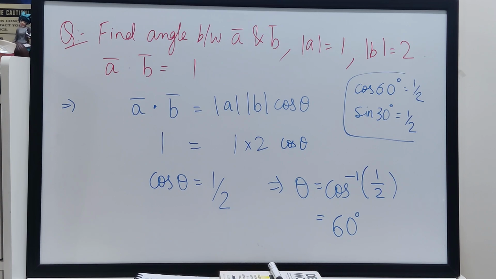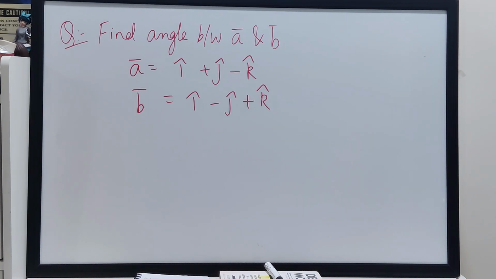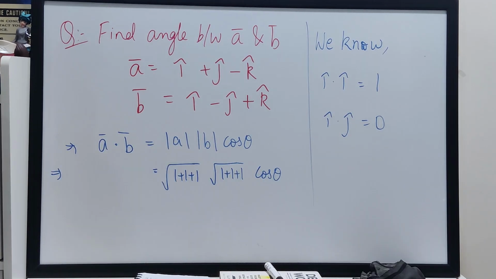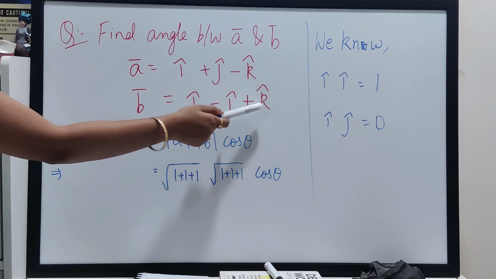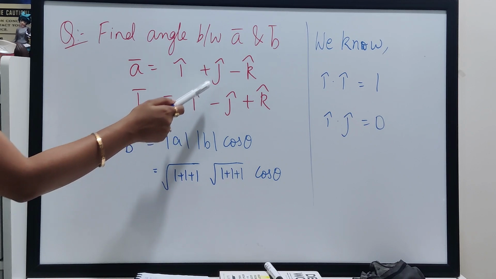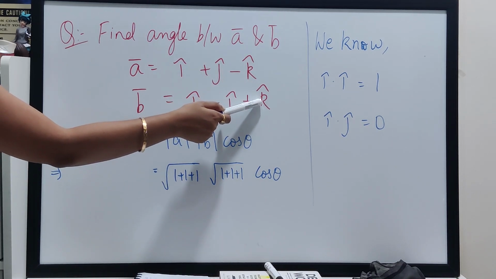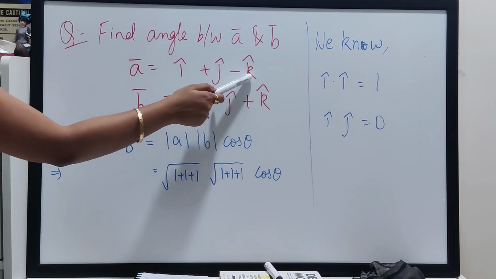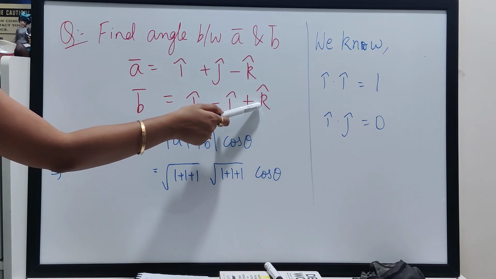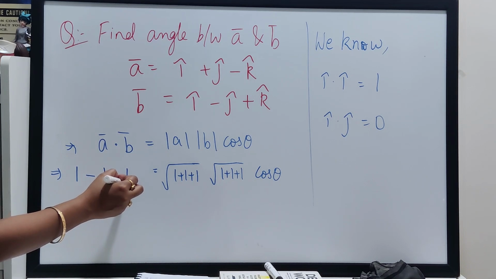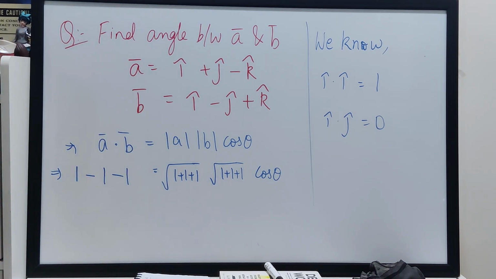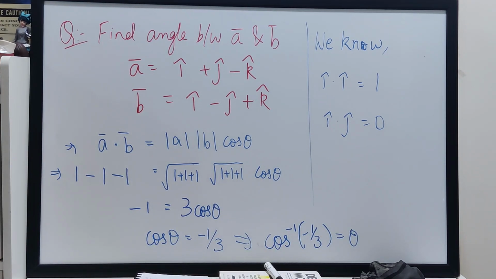Now next question, find the angle between vectors a and b. So take the dot product, and we already know that I dot I will give us a value 1. But I dot j cap, or I dot minus j cap, will give 0. So multiply I with I, j with minus j, and minus k with k. So that gives us theta is equal to cos inverse minus 1 by 3.